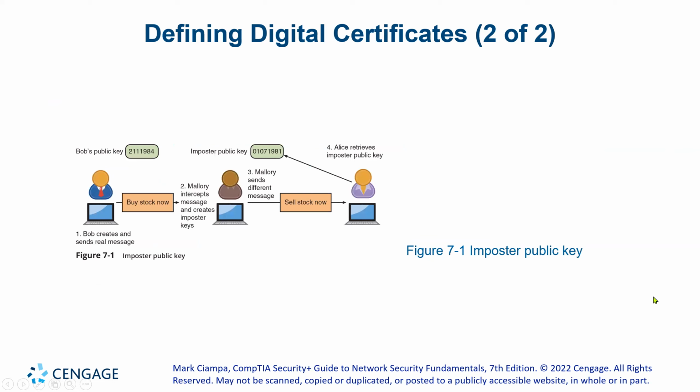So this is the imposter public key, and it's just showing here's Bob's public key, here's an imposter public key, and here's Alice with the imposter public key. And it's just showing you what that would look like.